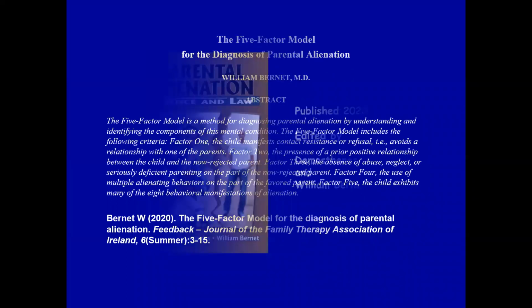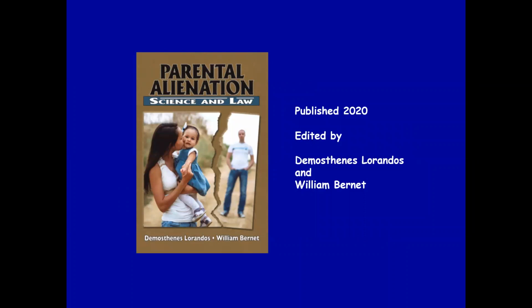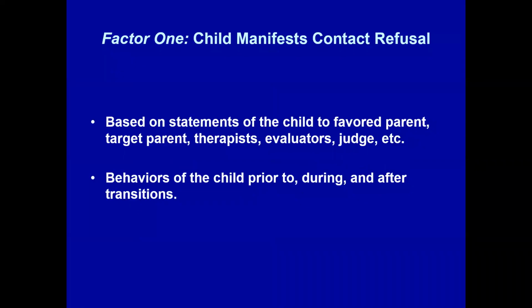So this is also in the book that my colleague and I published about a year ago. In other words, this book called Parental Alienation, Science and Law is organized around the 5-factor model. So we've published information on this that other people have been able to see. So let's go through the 5 things.